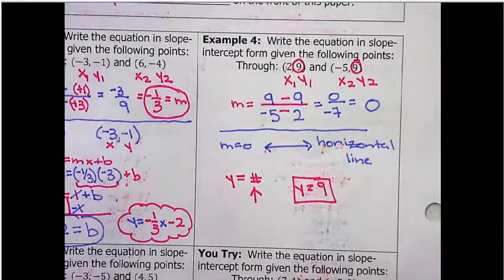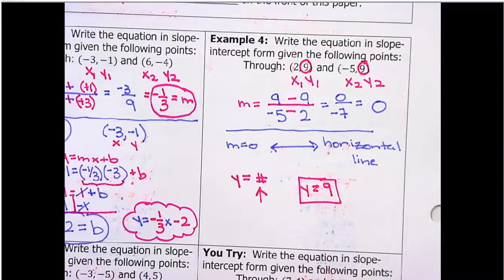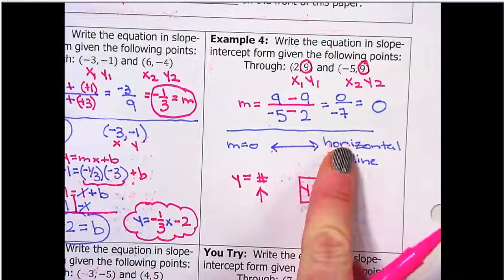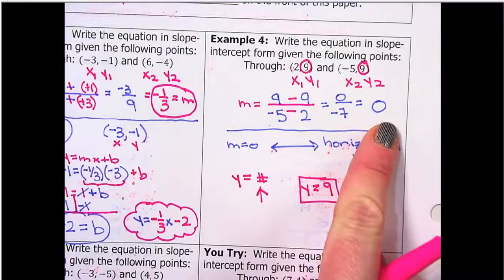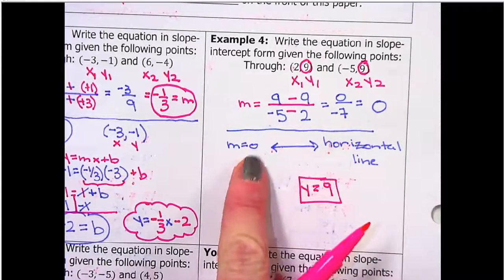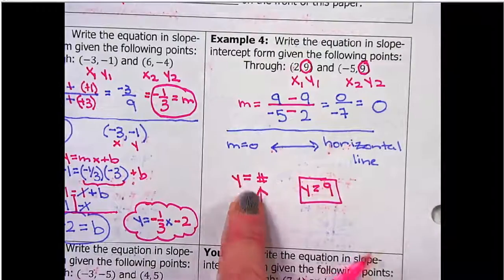So that's a special case example for you to see. Okay. If it was a vertical line, the 0 would be in the denominator, which would make the slope undefined, which would make the equation x equals a number instead of y equals a number.